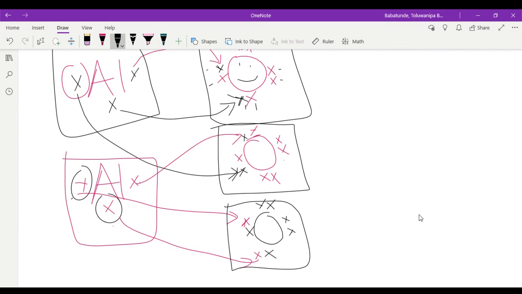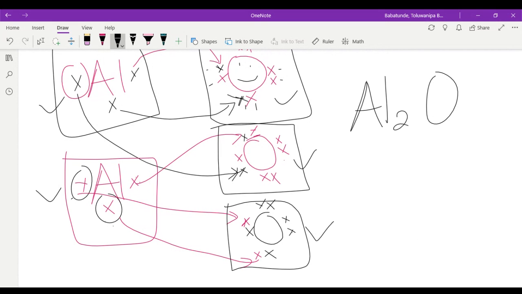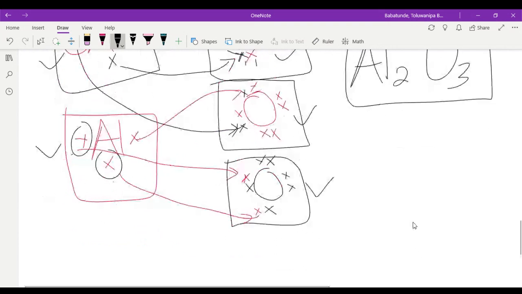So we now count the number of atoms of the elements that we have in this. So we're gonna say we have 1, 2 of aluminum, so we say Al2. And we have 1, 2, 3 of oxygen, we have O3. So this is a compound that can be formed between aluminum and oxygen. One more example.